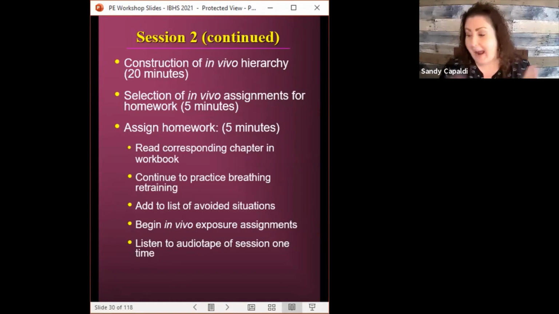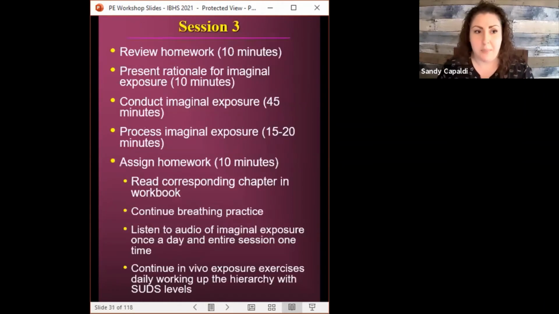Okay, so after session 2, we're sending them home. They practice their first in vivo assignments, right? So this homework review is particularly important to talk about what they learned and how it went, and all of that good stuff. But we also have imaginal exposure coming up in this session, and so we don't want to spend too much time on the homework review. We can talk about more of that stuff at the end. We want to get into the imaginal exposure.